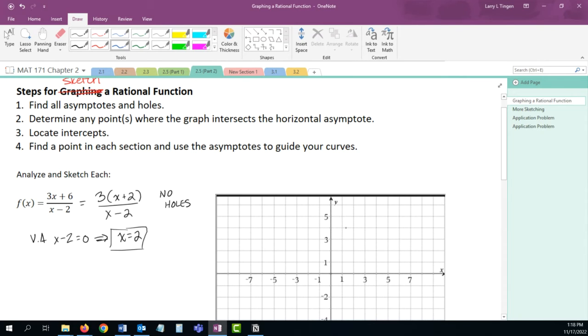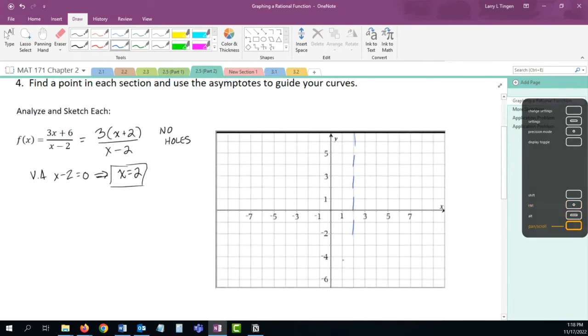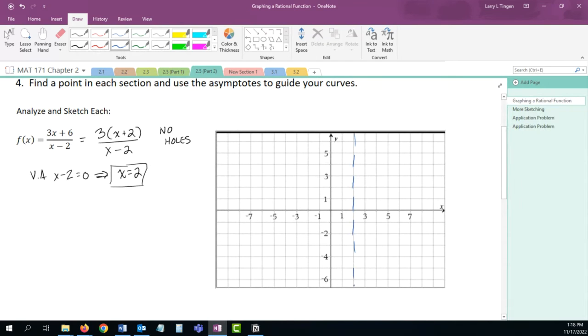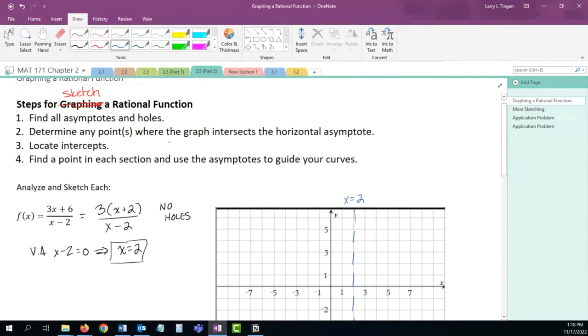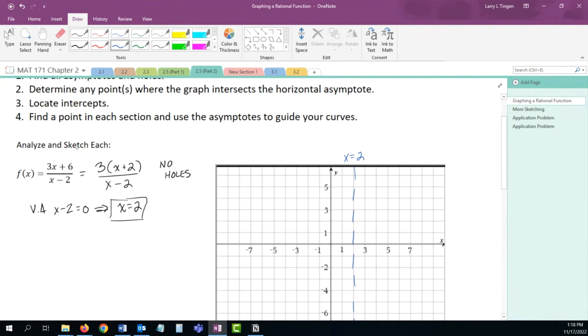So let's go do that. Here's my vertical asymptote at x equals 2. Okay, so step 1 done. Vertical asymptotes are found. I haven't found the horizontal ones yet. Okay, horizontal asymptote.